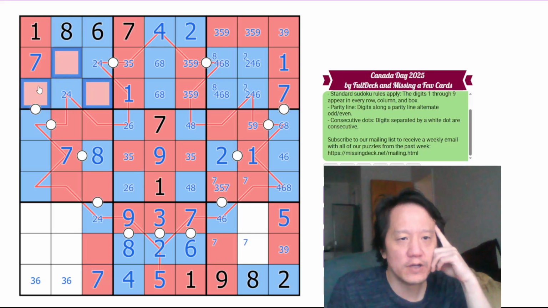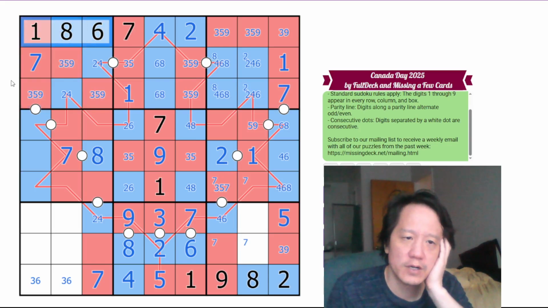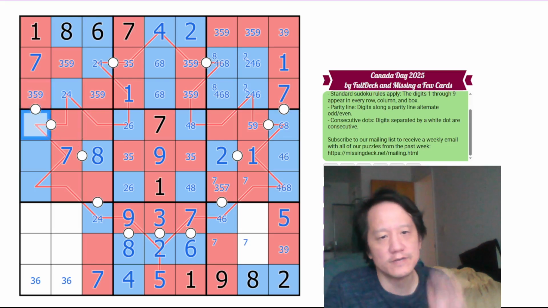Okay, we have 3, 5, and 9 remaining in the rest of the upper left-hand box for the odd digits. This is 3, 5, or 9. That's consecutive with 3 can be next to 2 or 4. 5 can be next to 4 or 6. 9 can be next to 8. So those could, and it cannot be 8.